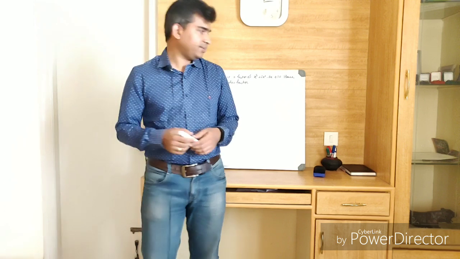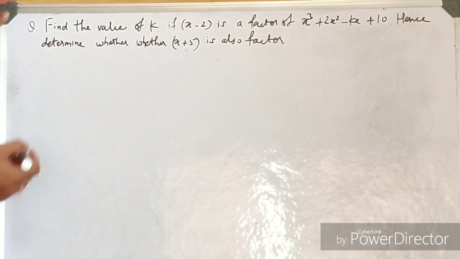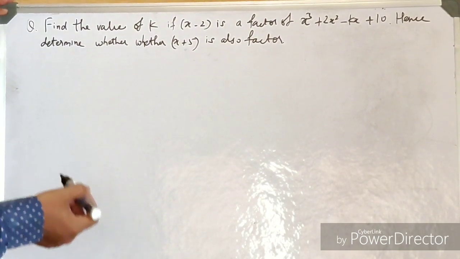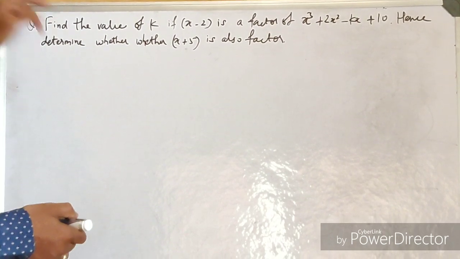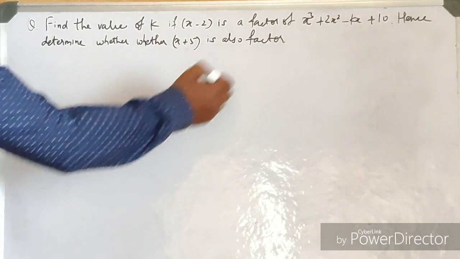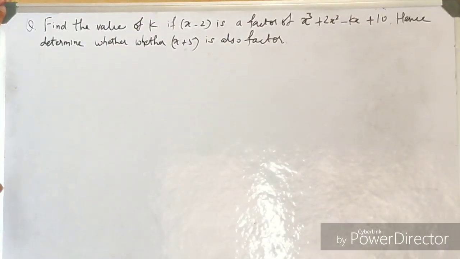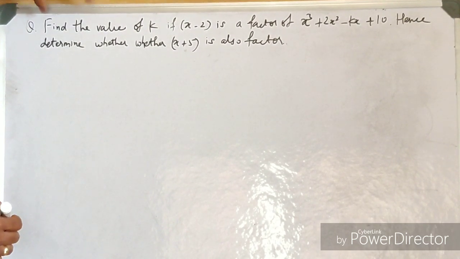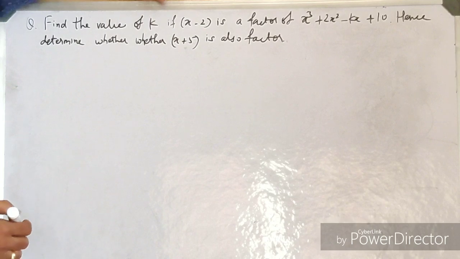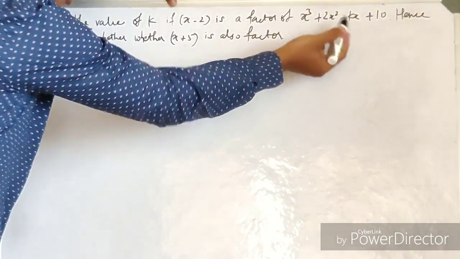So let's get started. I have written one question here: find the value of k if x minus 2 is a factor of x cube plus 2x square minus kx plus 10. Hence, determine whether x plus 5 is also a factor. We already know the remainder theorem and the factor theorem. Now, if you look at the question, it clearly tells us to find the value of k, given that x minus 2 is a factor of this polynomial.